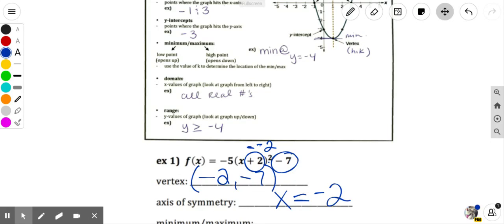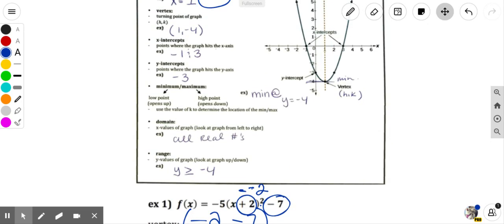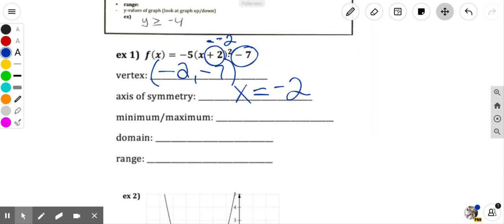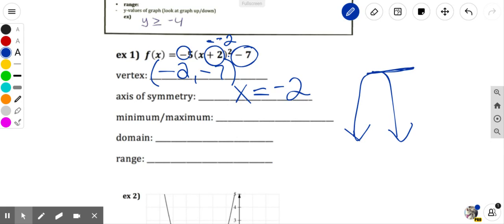Okay, next is minimum maximum. So remember that it has a minimum if it opens up, and it has a maximum if it opens down. And then the value you use is k. So if you take a look down here, first we have to determine, does this one open up or does it open down? Well, remember that this negative means that it opens down. So notice that that has a maximum. And for that maximum point, remember we use k, which is -7. So we would say this one has a max at -7.